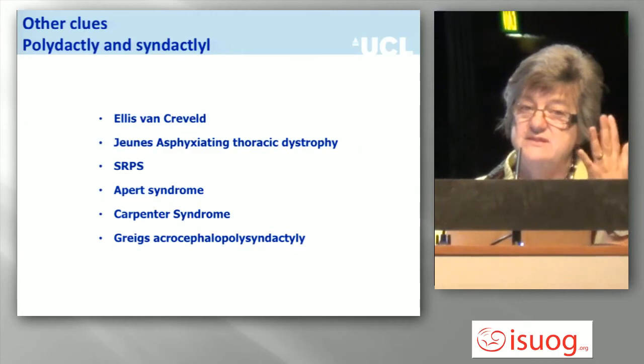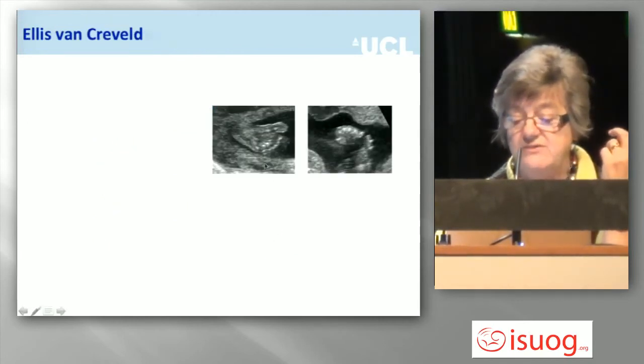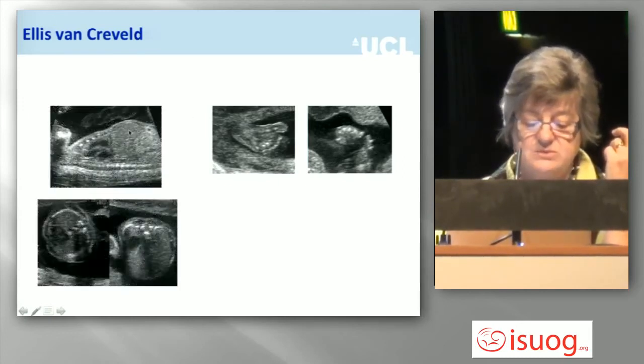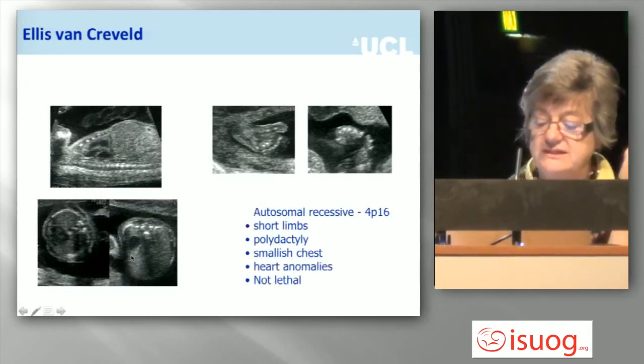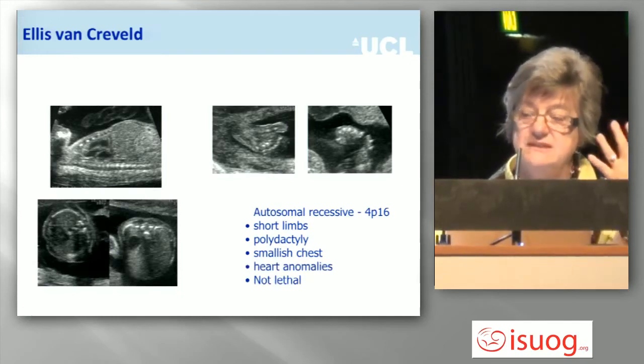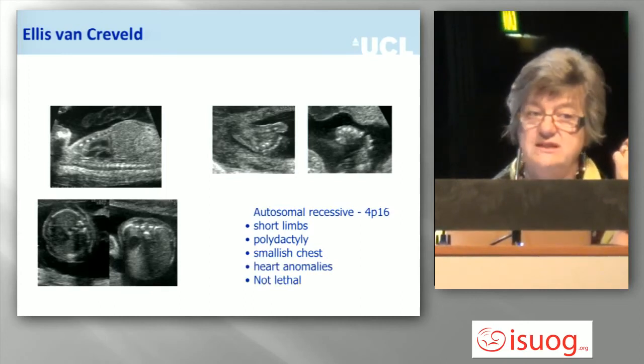Then there are other clues to underlying skeletal dysplasias, namely polydactyly and syndactyly. If you see that, we've already thought about some of the conditions, but here's Ellis-van Creveld, again with preaxial polydactyly here, a slightly small chest, but this is a viable condition. It's recessive, and they can have smallish chests, so there can be some respiratory difficulties. They often have heart abnormalities, but this is not usually a lethal condition.